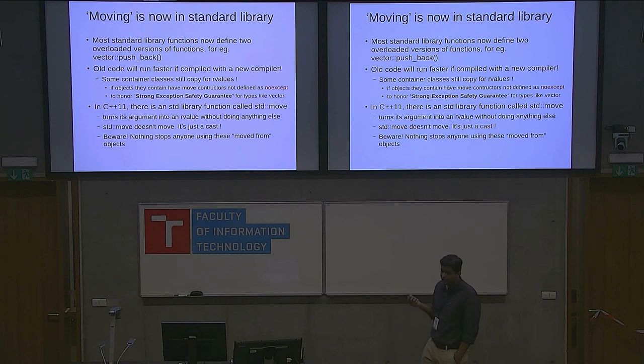Well, moving cannot guarantee that, because moving basically means destroying the source object that's being moved from. So you can no longer guarantee that the object is in the same state as it was when the move constructor was called, because if an exception is thrown while moving, you may be left with half of the source object and half of the destination object, because half of it has been moved. And in this situation, what does the language do?